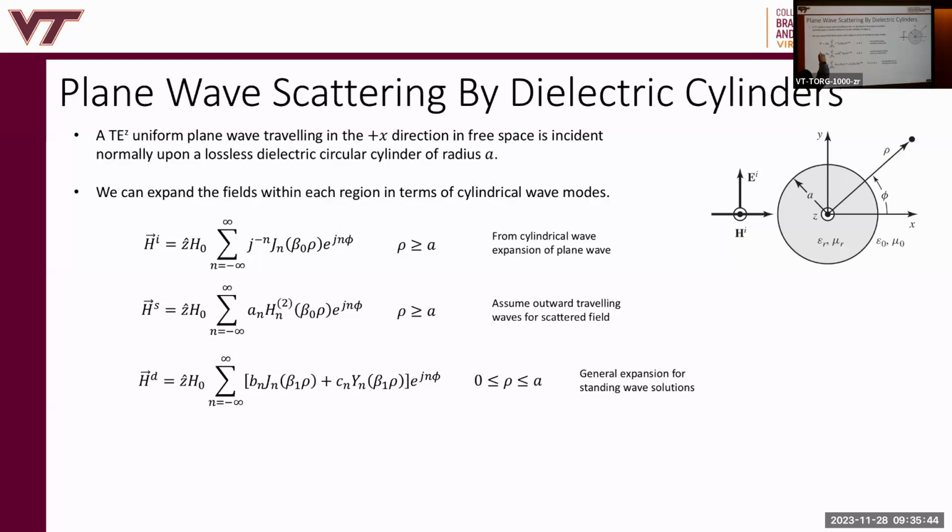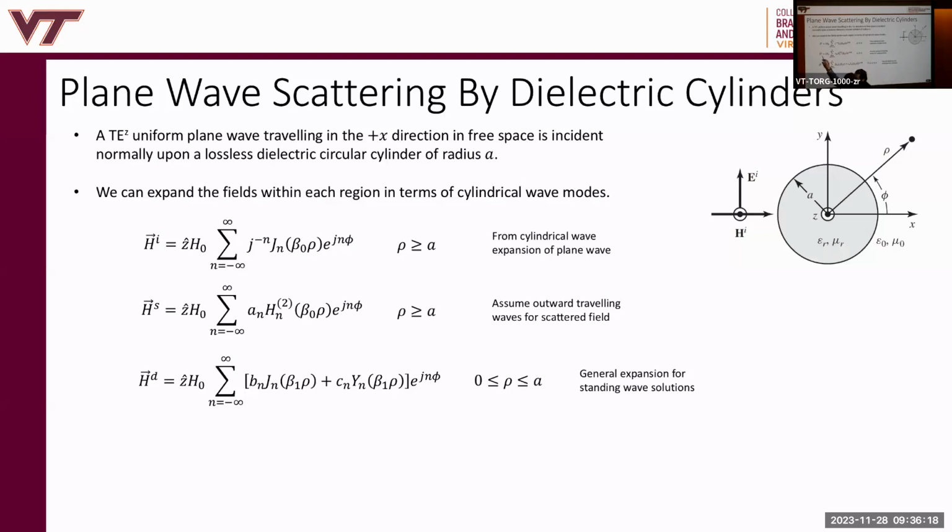The incident magnetic field has some complex amplitude, H naught. It's in the Z direction, and we represent it in terms of an expansion of cylindrical wave modes. In this case, j to the minus n, Bessel function of order n, J n of beta naught rho, because it's in the exterior region, which is free space, and e to the j n phi. This we've already studied. This is the cylindrical mode expansion of a plane wave, right? But now we're expanding the magnetic field in terms of these expansion functions.